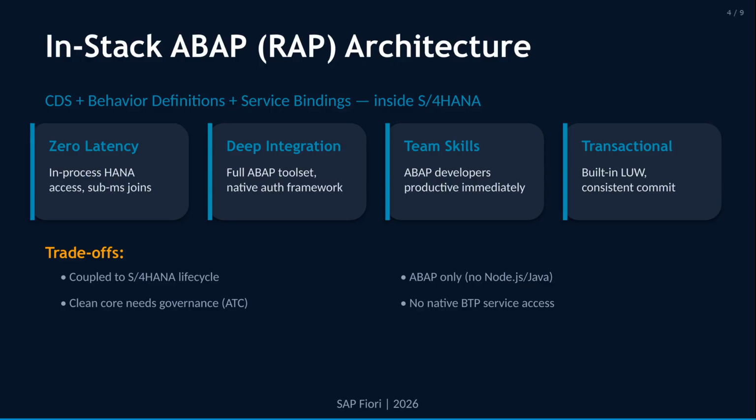A CDS view that joins 5 tables returns in milliseconds because everything runs inside HANA. A BTP side-by-side extension making 5 API calls to get the same data adds network round trips. You can access ABAP objects, function modules marked as released, and the full authorization framework natively. If your team is strong in ABAP, the learning curve is manageable. RAP is new, but it is still ABAP. Business operations that span multiple SAP entities benefit from ABAP's built-in unit of work and commit handling. There is no distributed transaction coordination needed.